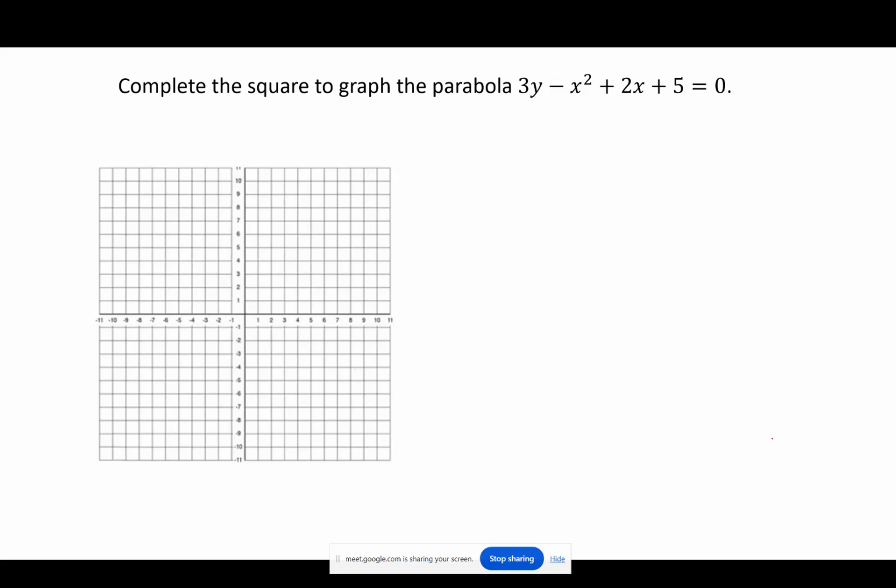First of all, in order to write the equation of a parabola in standard form so that you can see what's going on there with the vertex, etc., you have to complete the square. To do that, first of all, you want to get y on one side and all the other values on the other side. So for this parabola, we're going to leave that 3y over on the left side and move everything else to the right side. So we'll have a positive x squared minus 2x minus 5.